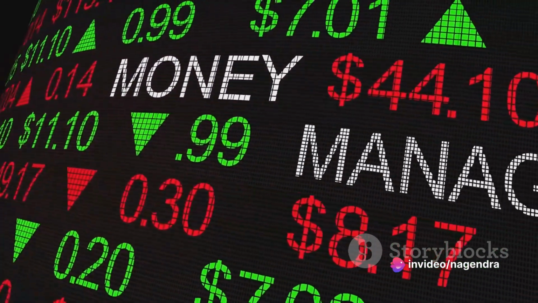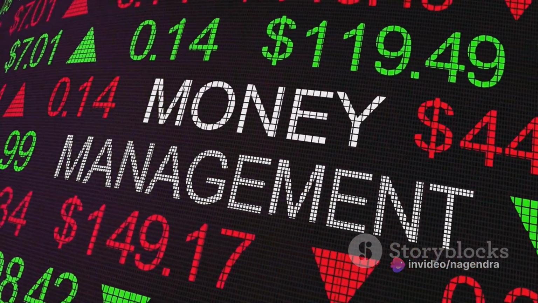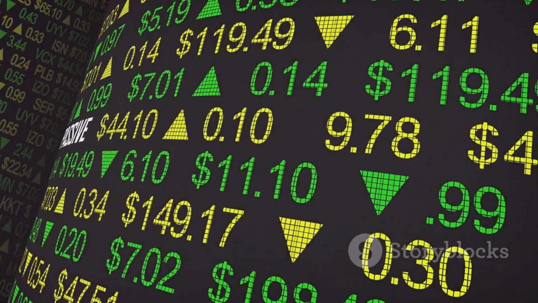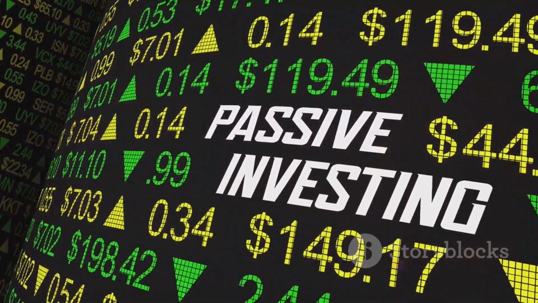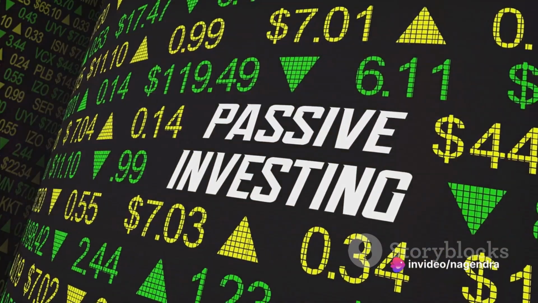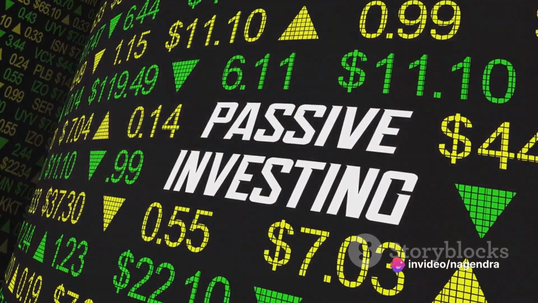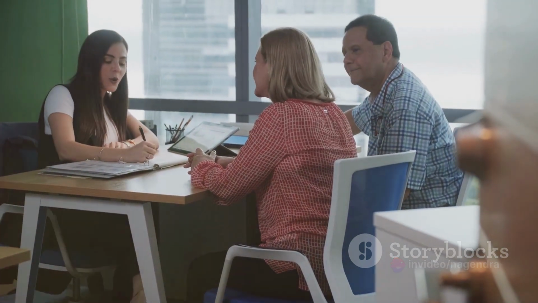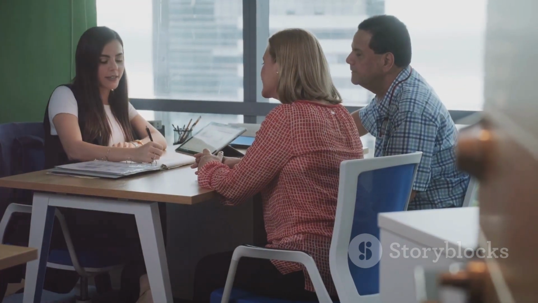Remember, an effective investment strategy isn't a set-it-and-forget-it approach. Regular monitoring and adjustments are essential to ensure that your investments align with your strategy and goals. Market conditions and economic factors can change, so be ready to adapt. If you ever feel overwhelmed, don't hesitate to seek professional advice.